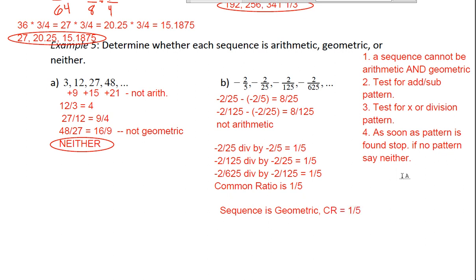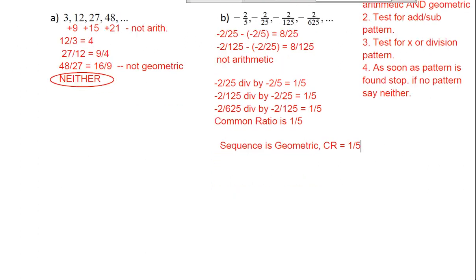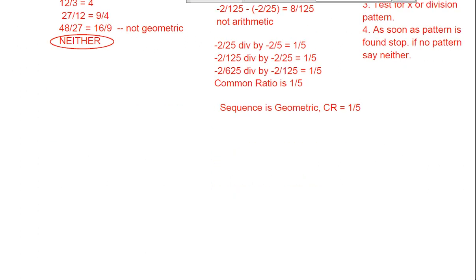In your homework, it will say determine whether something is arithmetic or geometric or neither. I need you to say whether it's arithmetic or geometric, and if it is, name that common ratio or common difference. So you must have both pieces. So a couple of notes as you go through your homework problems, which you're going to do tonight.